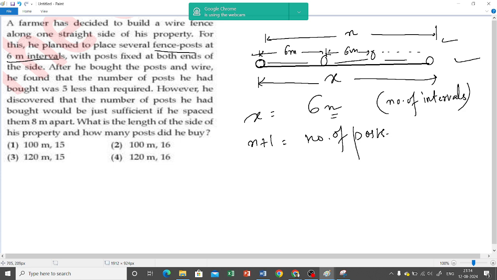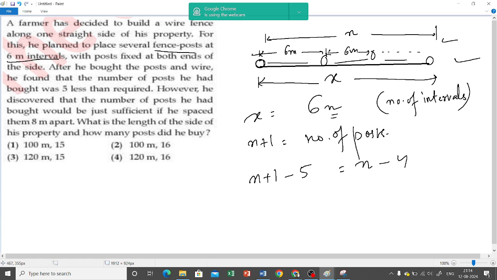After that, he bought the posts and wire, and he found that the number of posts he had was 5 less than the required. Now what is the number of posts? N plus 1 is the number of posts. 5 less, that means n plus 1 minus 5. So the number of posts that he bought is actually n minus 4.